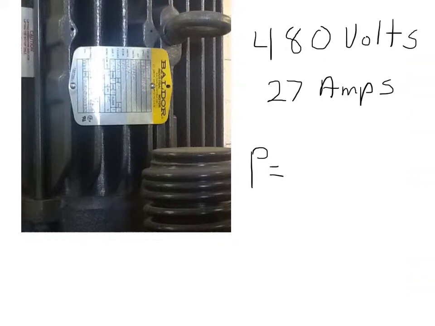After looking at the nameplate on this motor, you can see that we have a voltage rating of 480 volts. We've got a current rating of 27 amps because this is a 20 horsepower motor. I've made that determination for you of the current draw. So my question is, what is the power? How much wattage are we going to dissipate by powering this motor?